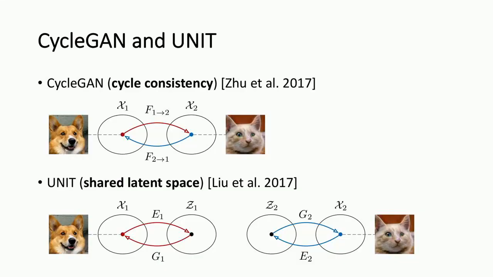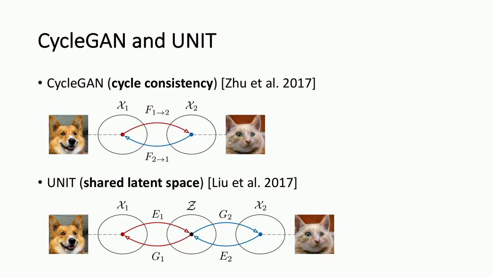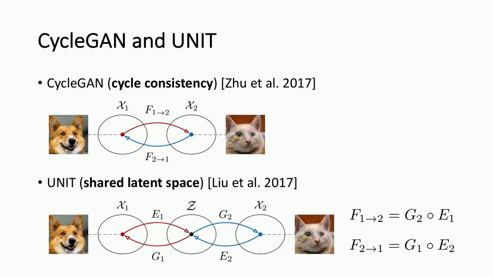On the other hand, there is the UNIT method, which is the short name of unsupervised image-to-image translation. They propose a different assumption, which I call shared latent space. So they first assume that each domain has an autoencoder that autoencodes an image to a latent space. It further assumes that the latent space can be shared by both domains, such that two analogous images are mapped to the same latent code. So to translate an image from one domain, let's say the dog domain, to another domain, we simply encode it using the encoder of the source domain and then decode it using the decoder of the target domain.